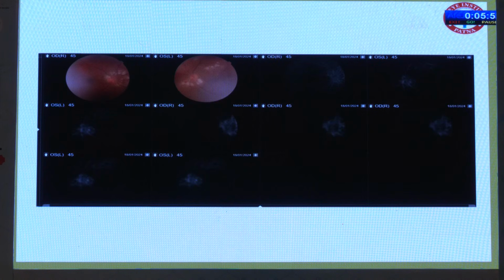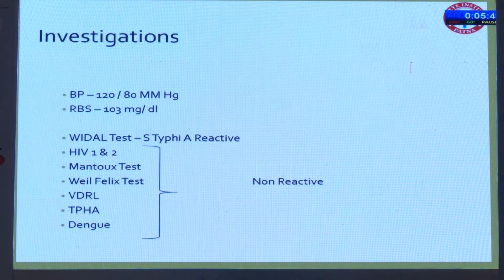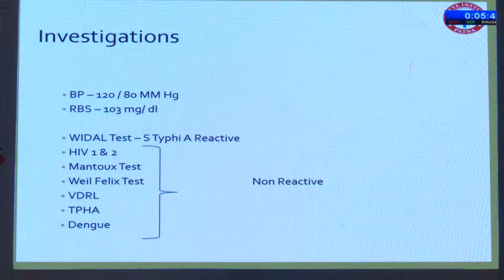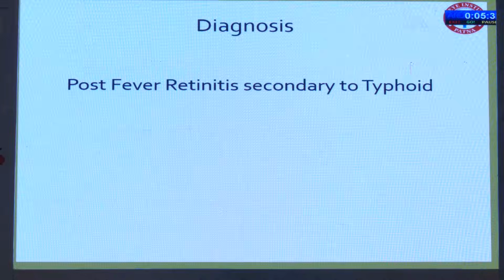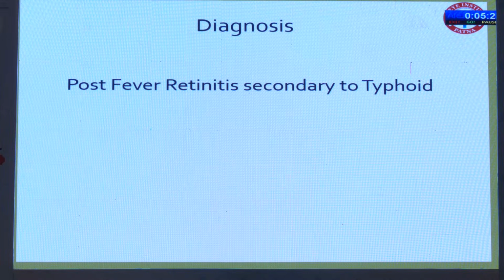So this was the FFA, which showed hyperfluorescence along the retinal vessels and the peripapillary area. Going on to the investigations, the BP was normal, the sugar was also all right. The Vidal test showed S typhi A, which was reactive, and the other tests which were all non-reactive. So I made a diagnosis of post-fever retinitis secondary to typhoid.